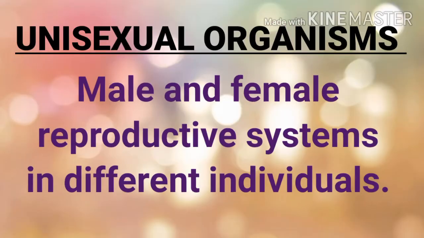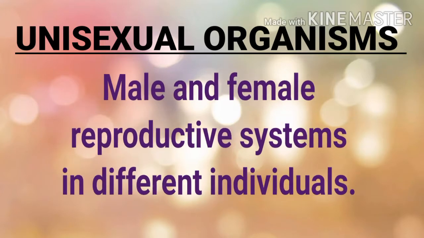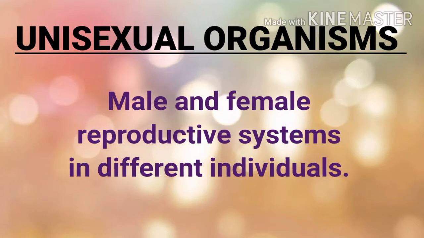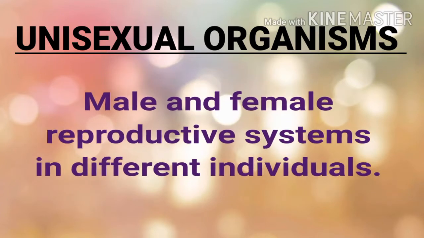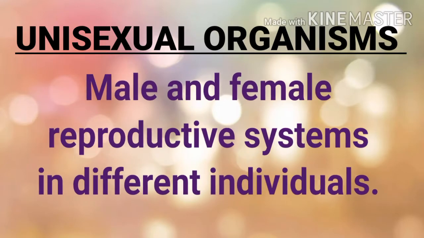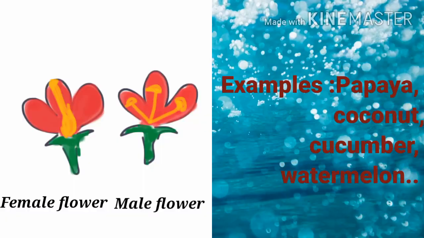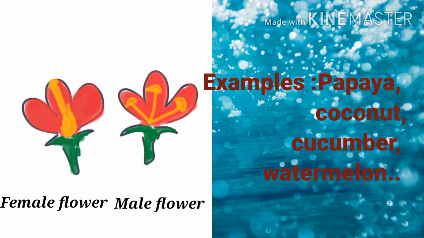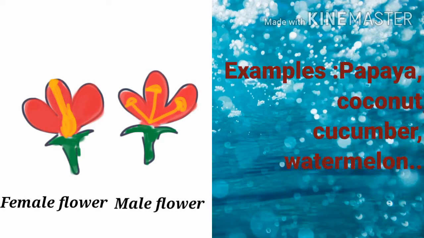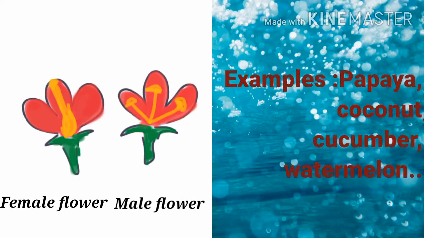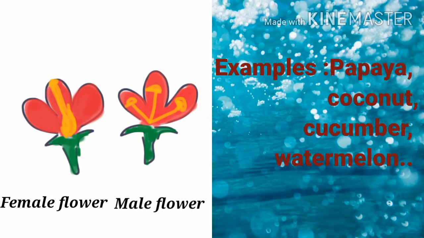Okay, children? Next, what are unisexual organisms? Here male and female organs are produced in different individuals. So you can clearly distinguish a male organism and a female organism separately. Examples are papaya, coconut plant, cucumber, and watermelon. Here in the picture you can see the male flower and female flower are different. Both are not seen in the same plant.